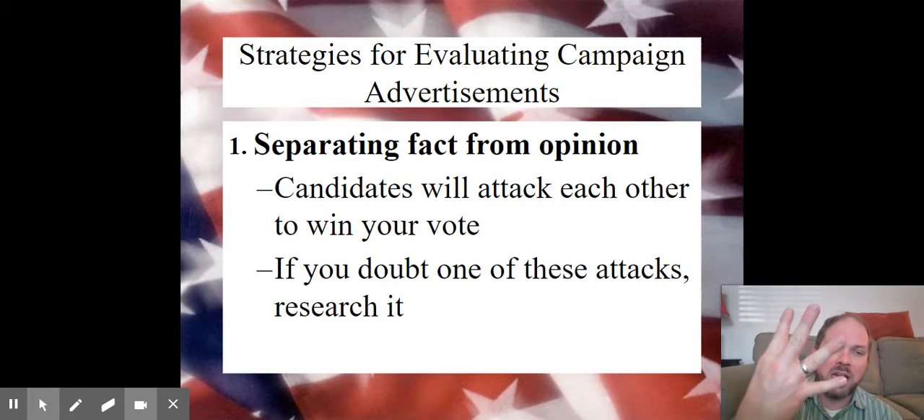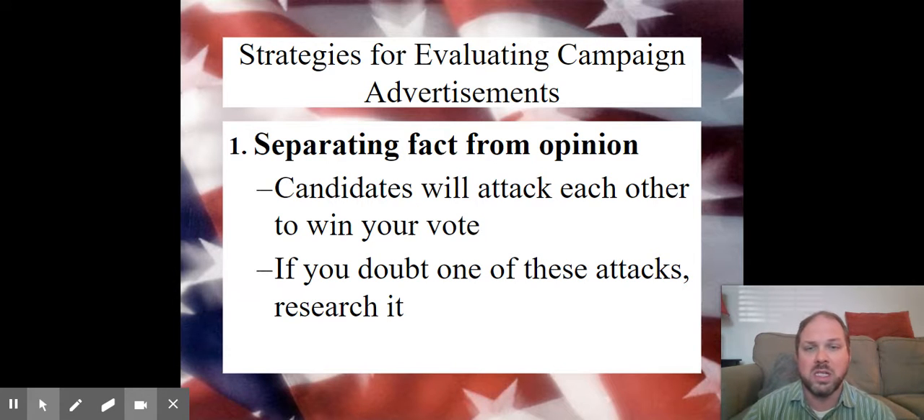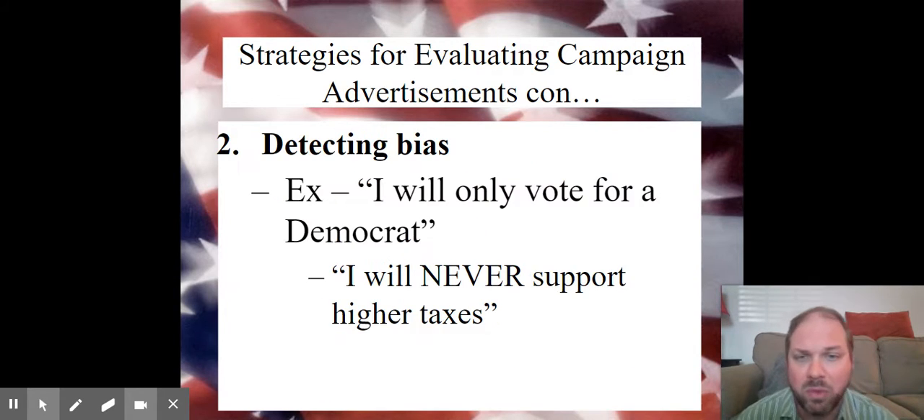So there are 4 strategies to evaluate campaign information that you need to know about. Number 1 is separate facts from opinions. Our political candidates attack each other with words. They throw dirt. They say mean things about each other. So is it true? You've got to figure that out as part of the voting population. Now, if you doubt any of these attacks, you should research it. Look up the information, see if they're telling you the truth. All right, so that's separating fact from opinion.